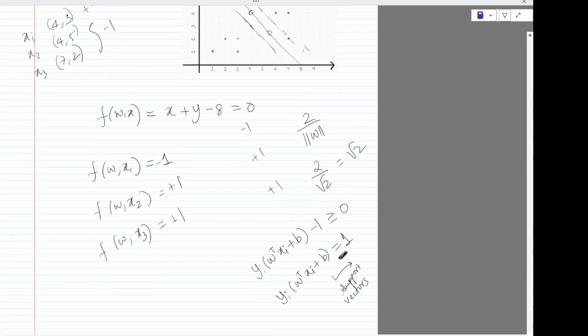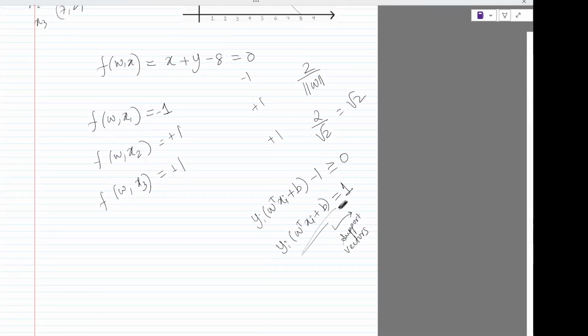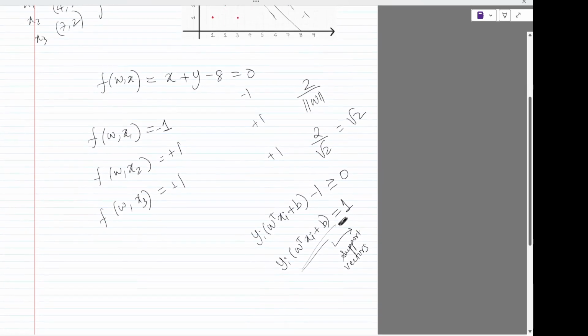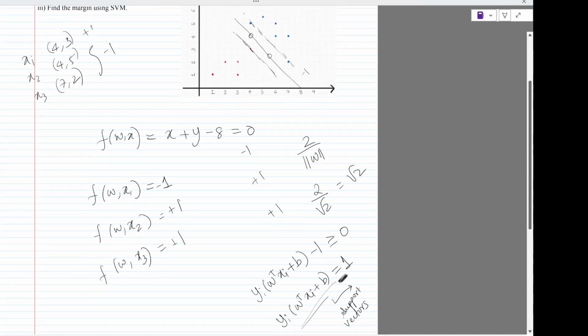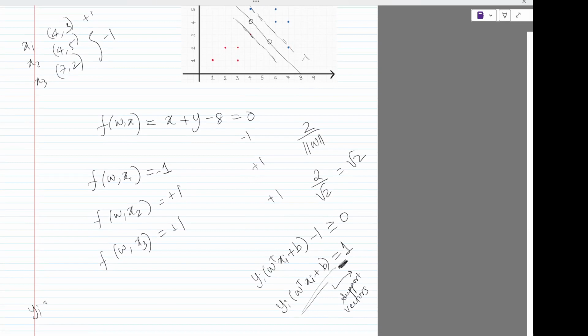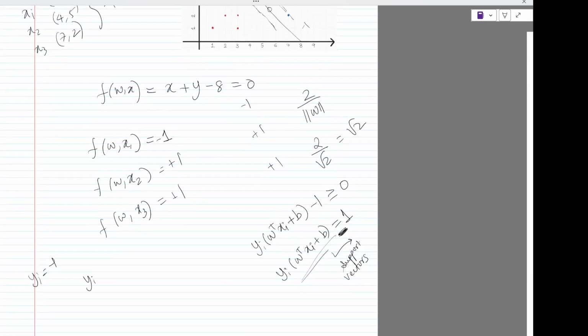So for the support vectors, yi into this should be equal to 1. So if I consider x1 as yi equal to minus 1, then yi into f of w comma x1 is equal to 1, where f of w comma x1 is this term. This is y1 equal to minus 1.